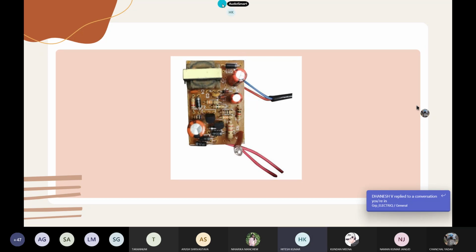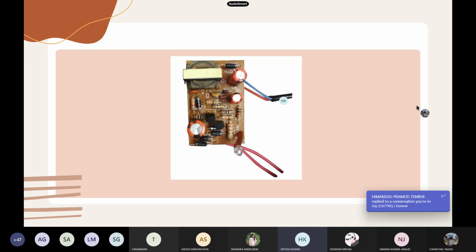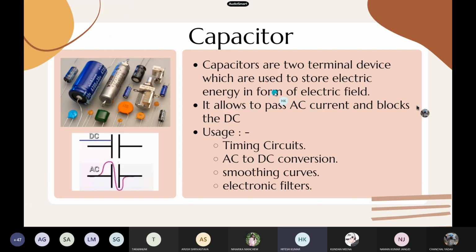Yes, these are capacitors. We have all studied capacitors in our 10+2 course: it is a two-terminal device that is used to store energy in the form of an electric field. Here are images of several capacitors that are used in basic electronic circuits. A capacitor has a property that it allows AC current to pass and blocks DC current. You can see that in this image.